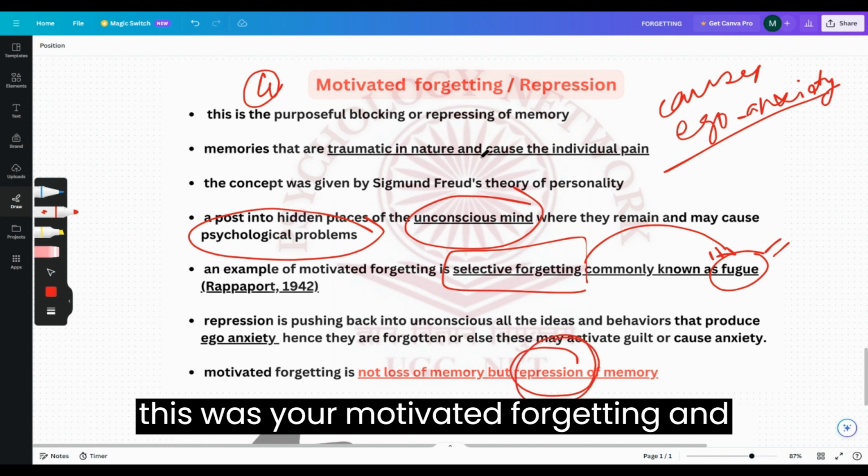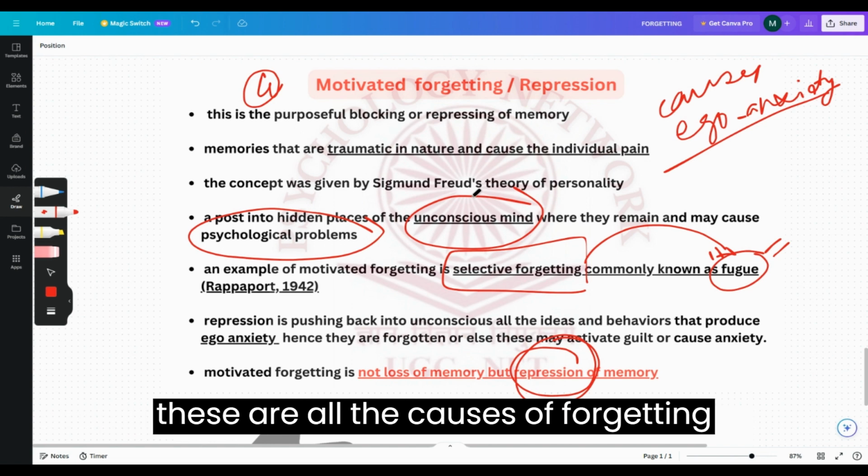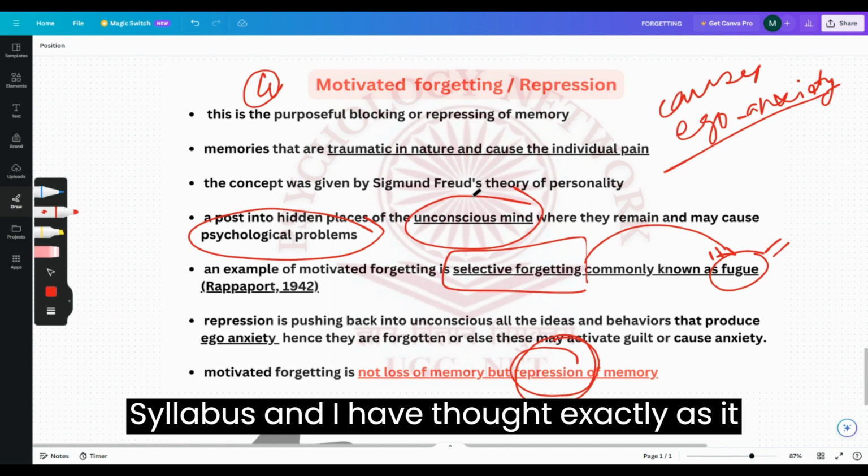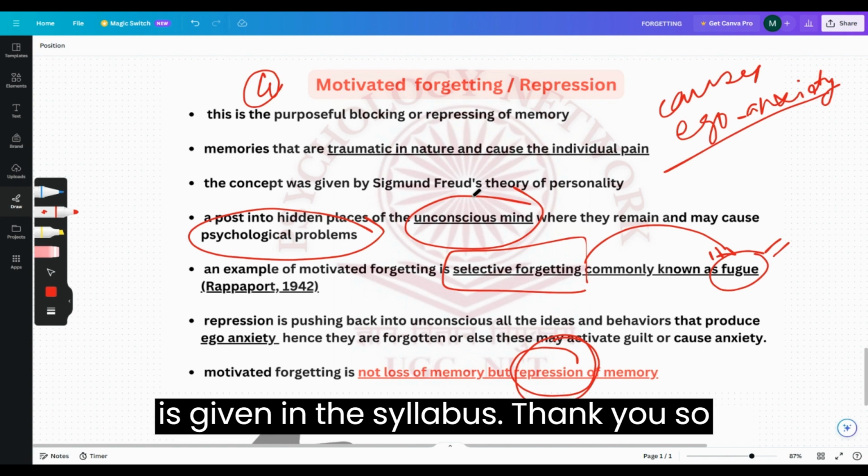So this was your motivated forgetting, and these were all the causes of forgetting, and these are all given in the UGC NET syllabus, and I've taught exactly as it is given in the syllabus.